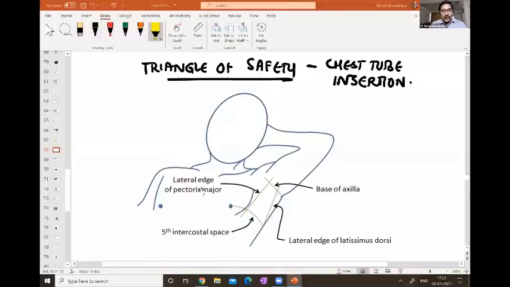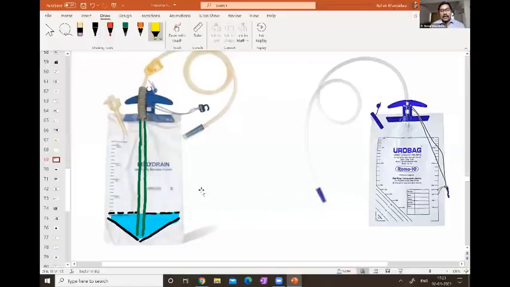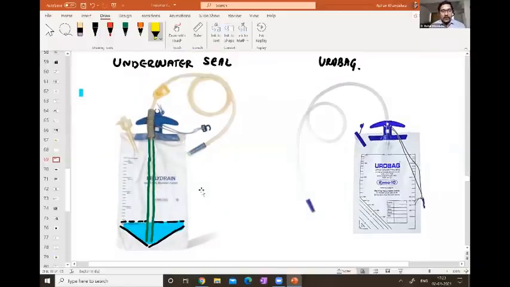Very important question. This was asked in one of the recent exams, and you should be able to identify these 2 instruments. I even covered this in the first webinar. You know, a Urobag is to collect urine when you connect it with the Foley's. All the measurements are present here.